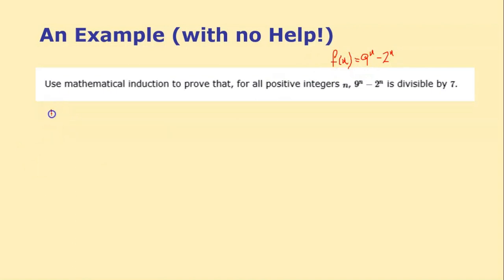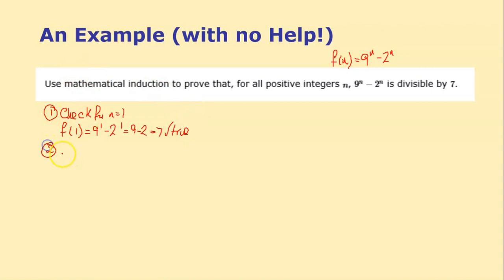Okay, so now I've done that, I'm going to do step 1. I'm going to check, is this true for n equals 1? And that would be f of 1, which would be 9 to the 1 minus 2 to the 1, which would be 9 minus 2. You can clearly see that is 7. It is true. It is divisible. 7 is divisible by 7.